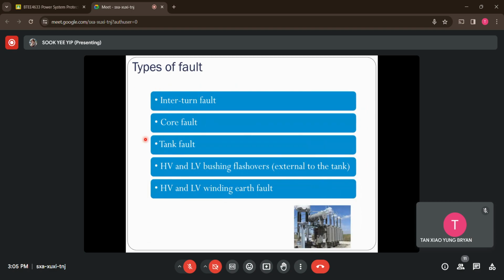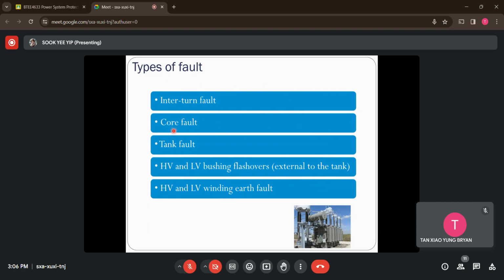So for example, we have 1, 2, 3, 4, 5. The first one here, we have what we call the interturn fault. An interturn fault is an overcurrent situation for a transformer. For example, we have a short circuit occurring within the transformer winding due to the breakdown of its insulation. That is what we call the interturn fault.